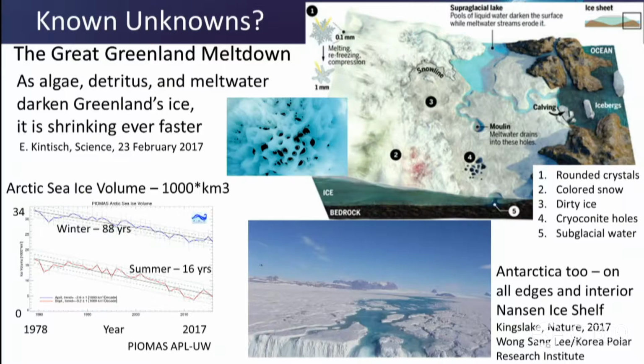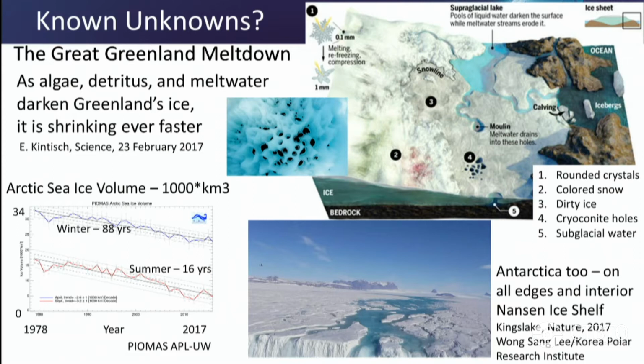I just want to show one slide showing some climate-related things, and really just highlight that. Well, we know some unknowns, and there are obviously some other unknown unknowns out there we're not even aware of. But these are some of the things that have really only been discovered, if you will, over the last decade or two. This comes from a science article a couple of months ago, showing new physical phenomena occurring on the Greenland ice sheet and elsewhere.